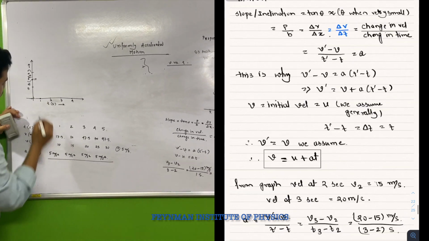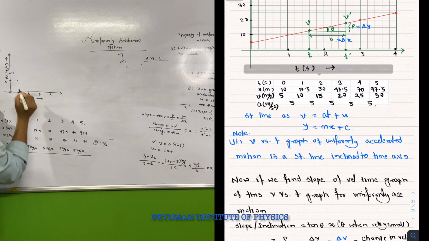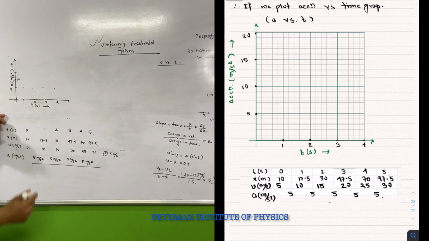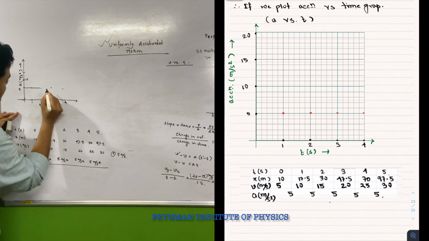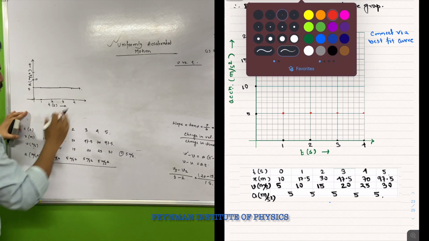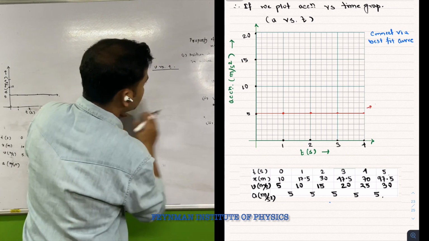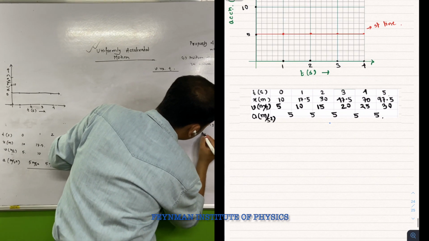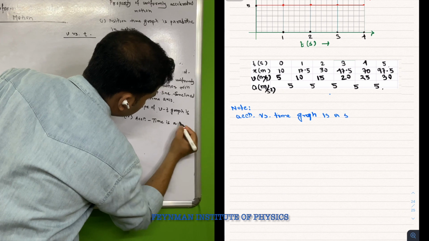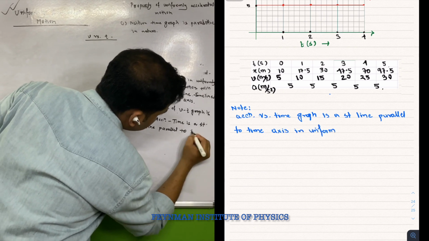At 0 second its acceleration is this one, at 1 second its acceleration is 5, at 2 seconds its acceleration is again 5, at 3 seconds its acceleration is 5, at 4 seconds its acceleration is again 5. In this way, if we connect the dots using the graph, you can find this is a straight line parallel to the time axis. So this property we can use as an identifier of uniformly accelerated motion. So for uniformly accelerated motion, we have our point number 4, that is, the acceleration versus time graph is a straight line parallel to the time axis.